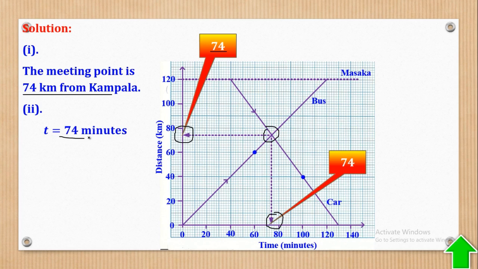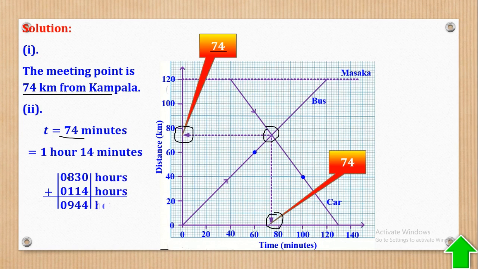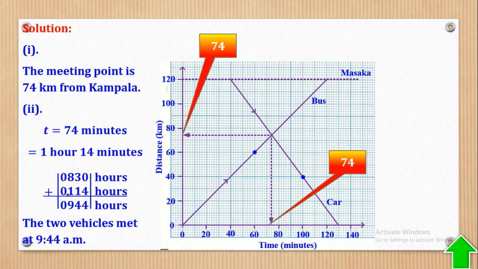But the starting point time was 8:30 a.m. Therefore 74 minutes is the same as 1 hour and 14 minutes. Therefore when I add it to 8:30 hours, I'll come up with 9:44. So this is now 24-hour clock, but I have to convert it back to 12-hour clock. So I'll come and say that the two vehicles met at 9:44 a.m. So basically that's what they wanted, and now let's see how much can be awarded.